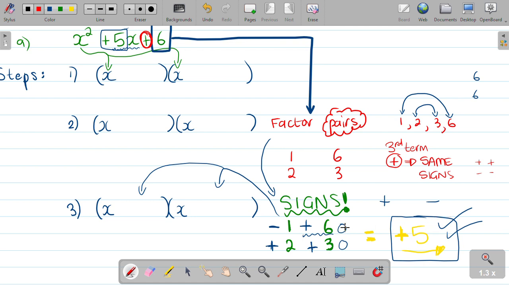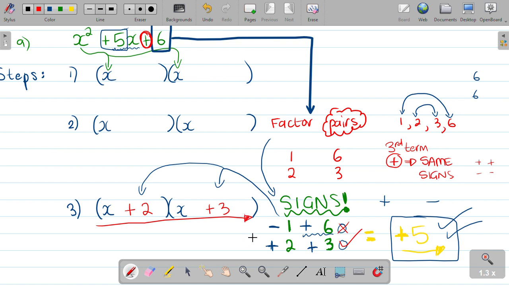It does not matter. So if we had a look at our options over here, we have minus 1 plus 6, and we have plus 2 plus 3. And what did I say? If my third term is positive, in this case, then I need to choose the option with the same signs. So these signs are not the same. That's minus, that's a plus, and these signs are the same. So we're going to choose the plus 2 plus 3. And that is how we get our final answer. That is what you put into your brackets. And that is my final answer.